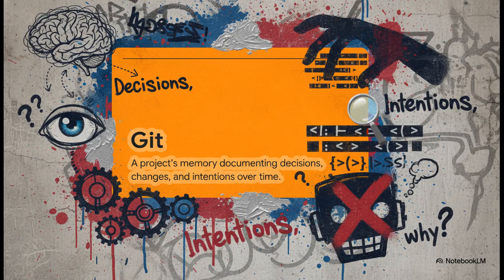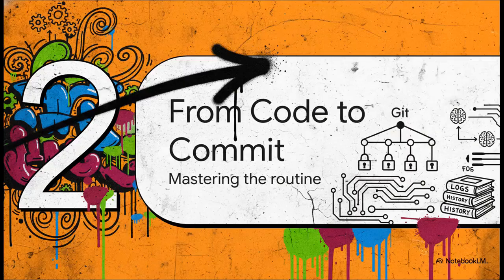It really isn't just a glorified save button. Instead, it meticulously documents your decisions, tracks changes, and captures your actual human intentions over time. When you use Git, you're building a system to answer what was changed, when was it changed, who changed it, and most importantly, why was it changed. In a world where AI might be writing the bulk of the code, having the system remember why it was written becomes incredibly vital.